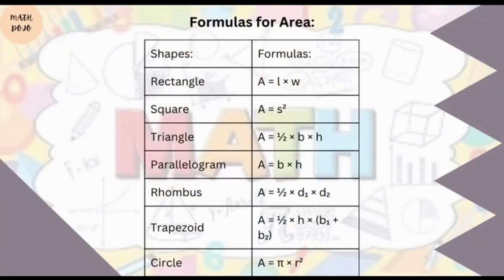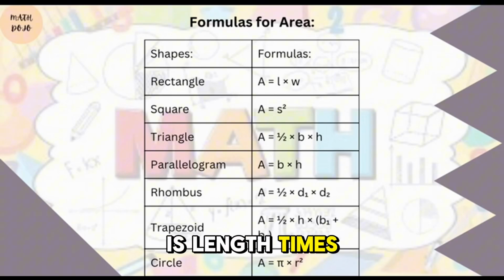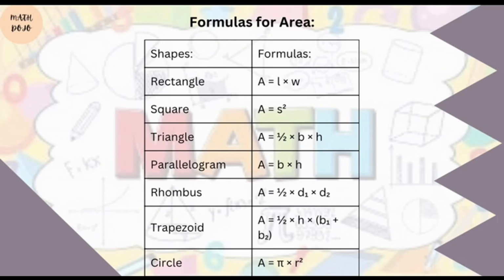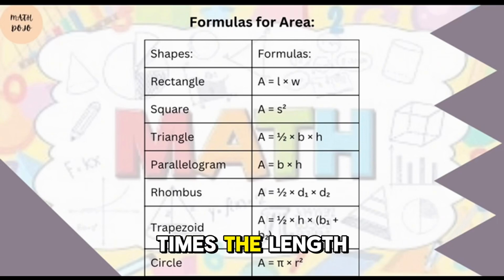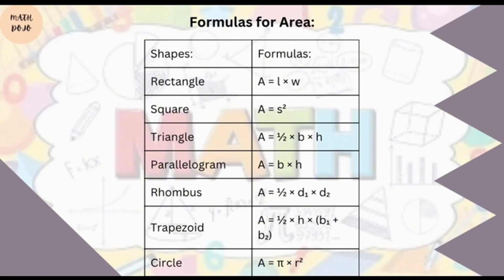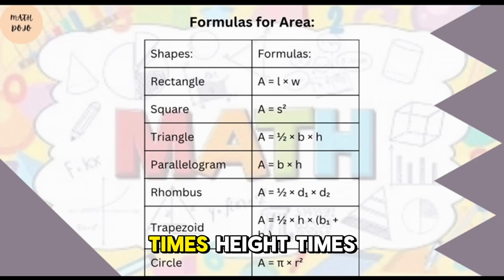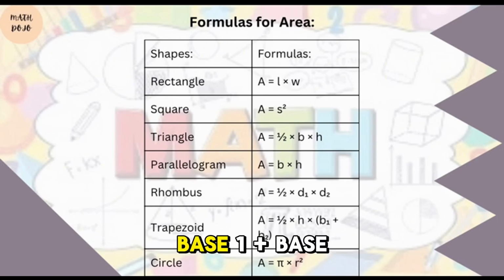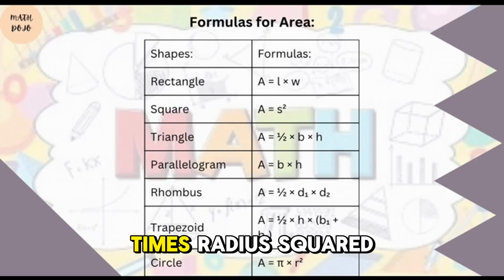Here are the formulas to find the area of the following shapes. For a rectangle, it is length times width. For a square, it is its side squared. For a triangle, it is 1/2 times base times height. For a parallelogram, it is base times height. For a rhombus, it is 1/2 times the length of its first diagonal times the length of its second diagonal. For a trapezoid, it is 1/2 times height times the sum of base 1 plus base 2. And lastly, for a circle, it is pi times radius squared.